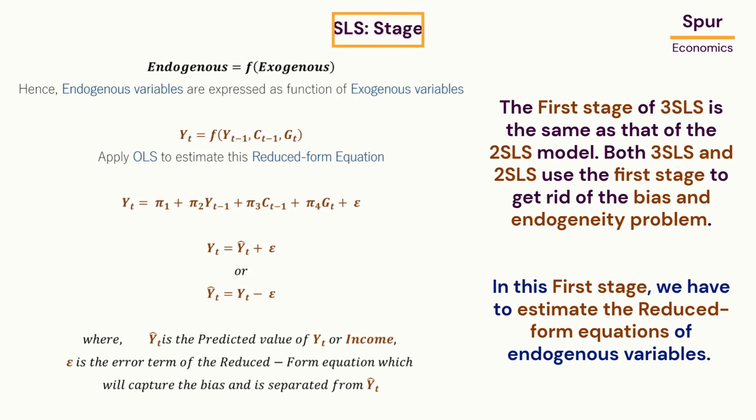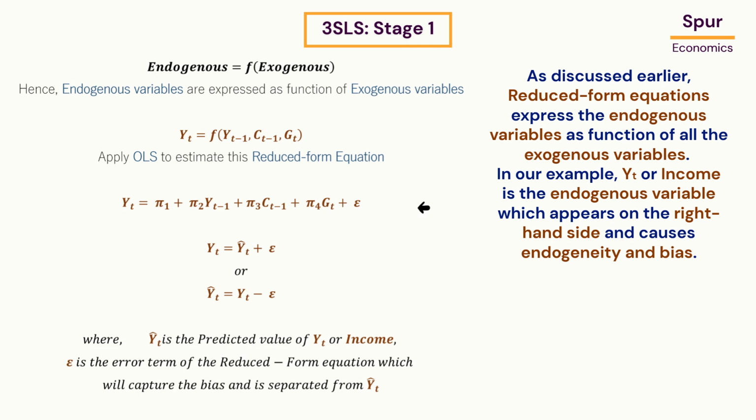The first stage of 3SLS is the same as that of the 2SLS model. Both 3SLS and 2SLS use the first stage to get rid of the bias and endogeneity problem. In this first stage, we have to estimate the reduced form equations of endogenous variables. As discussed earlier, reduced form equations express the endogenous variables as function of all the exogenous variables.